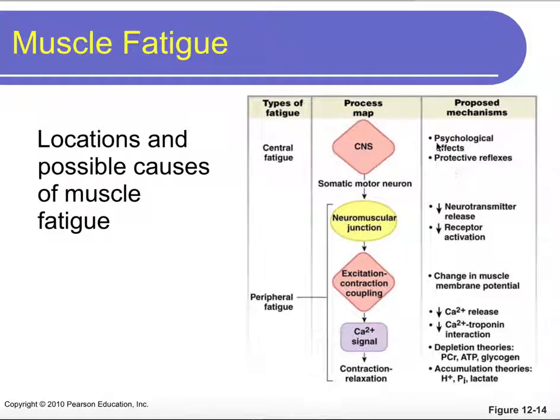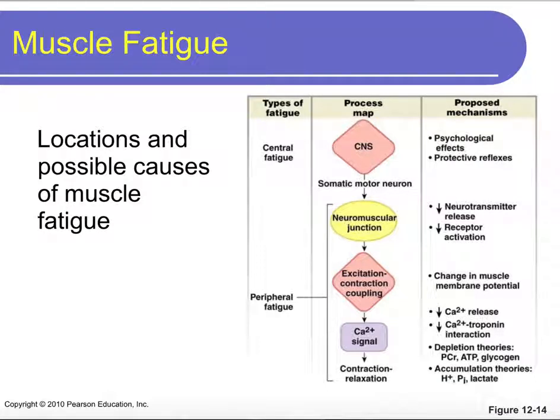So we can even have psychological fatigue where the brain says it's not going to send any more action potentials to move as a protective response. Or maybe we just run out of acetylcholine. There are no more vesicles ready to be released. Or maybe we ran out of calcium, or the calcium-troponin interaction has reduced. Or we've depleted phosphocreatine, ATP, and glycogen, so we don't have enough energy. Or we've built up hydrogen ions or inorganic phosphate or lactate that's preventing our muscles from working even further.